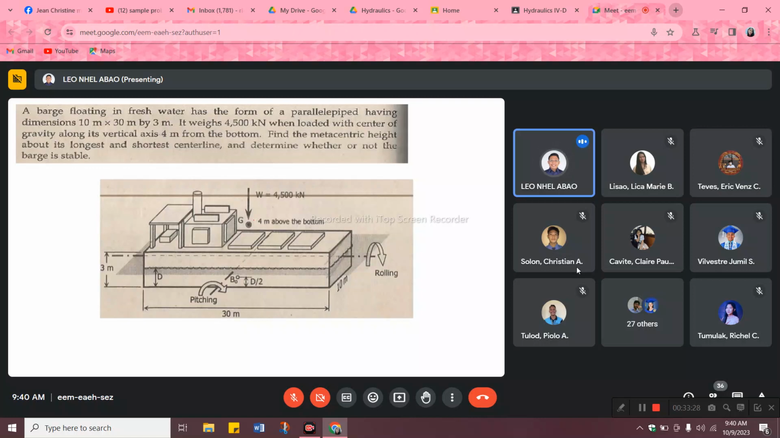Okay, so we are to find the metacentric height about its longest, so duha na, no? About its longest longitudinal axis and the shortest center line sa transverse, and determine whether or not the barge is stable. So duha nang gipangita, no? So stable ba ang barge against rolling, and stable ba ang barge against pitching, no? Di ba matakibaw, no? O asa siya mo tikwan, either rolling or pitching.